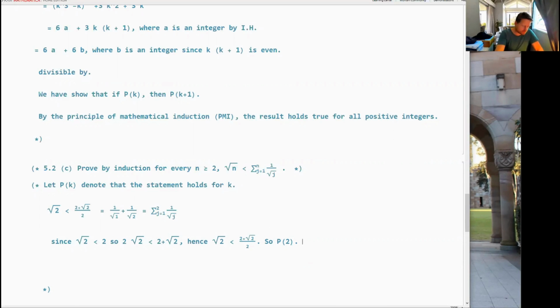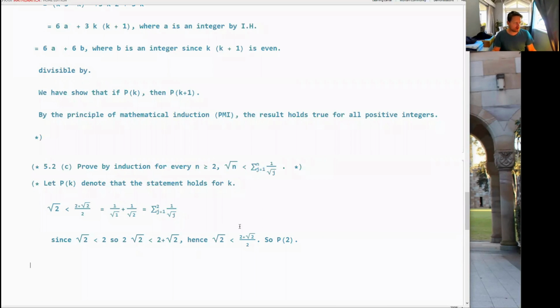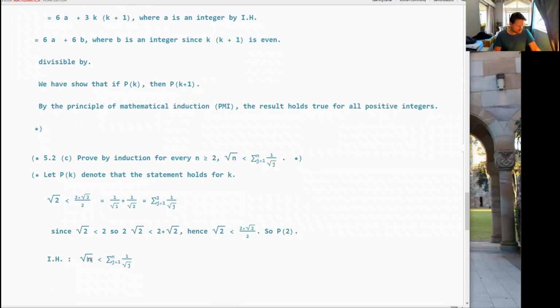Okay, so the next one is we need to set out our induction hypothesis. So we go IH, induction hypothesis, which is P of K, but let's write it out. And now you can see why we changed the letter K to a J earlier. So we're assuming then that this holds for n is equal to K.